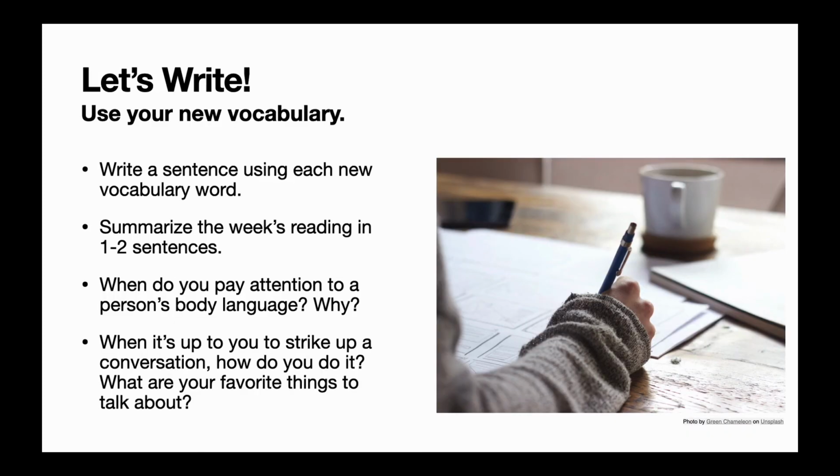So that's our vocabulary for today. To really use this vocabulary properly, you should write with it. Write a sentence using each new word. Summarize the week's reading in 1 or 2 sentences. And then you can answer these 2 questions with long paragraphs. When do you pay attention to a person's body language and why? And when it's up to you to strike up a conversation, how do you do it? What are your favorite things to talk about?